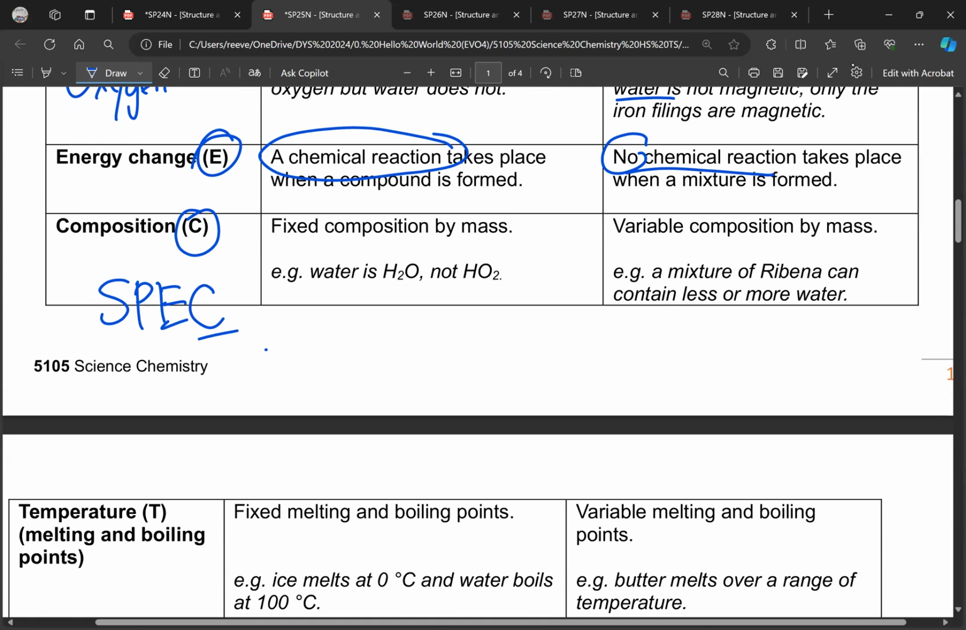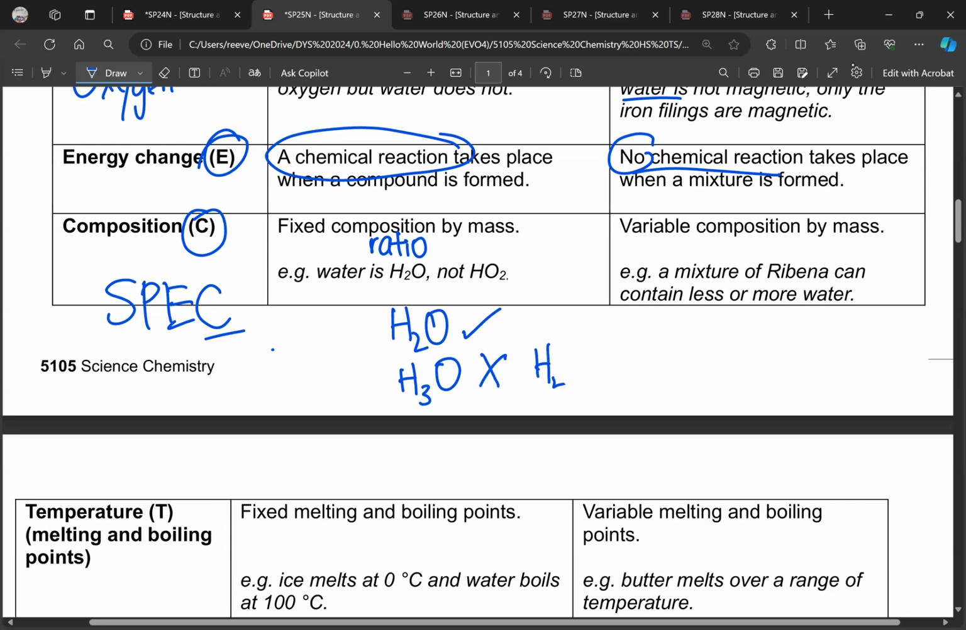So it's like a fixed ratio or a fixed composition for compound. Oh, the ratio is fixed. Like H2O is H2O. There's no such thing as H3O. Don't have. Or H4O. Don't have. Okay, H2O is H2O. The ratio is always H2O. It's always 2 hydrogen and 1 oxygen. So the composition is fixed. Fixed, fixed. The word is fixed, but for mixture it is variable.